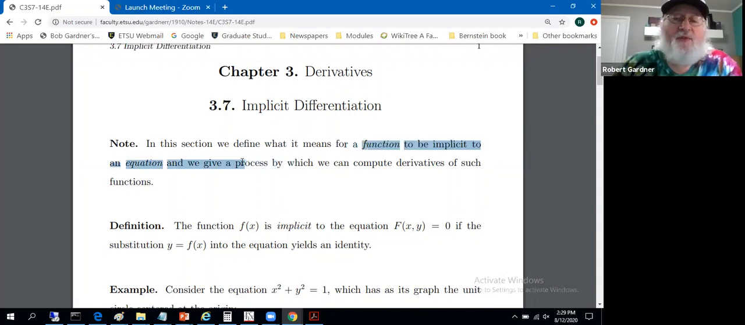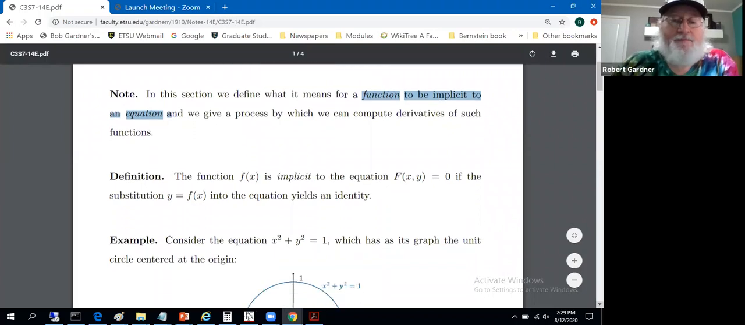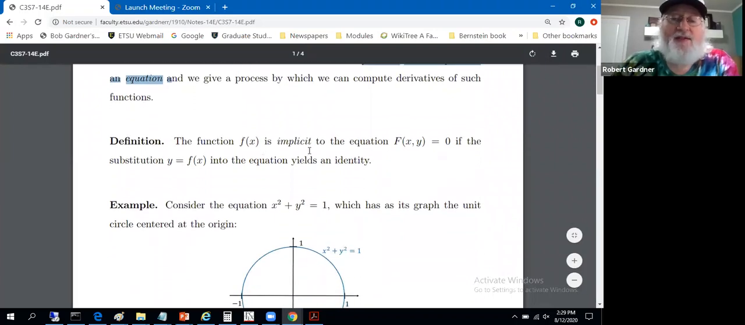So we're still differentiating functions. They may not be functions we actually have a real tangible grasp of. We only know these functions implicitly. They are implicit to an equation. So what that means is, function f of x is implicit to the equation capital F of x, y equals 0.